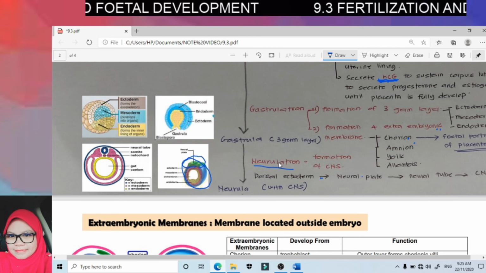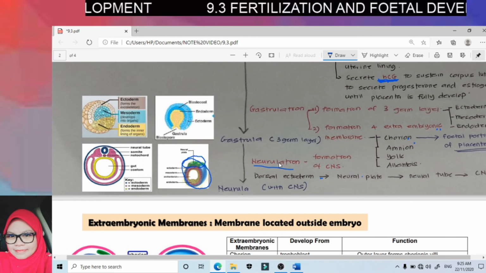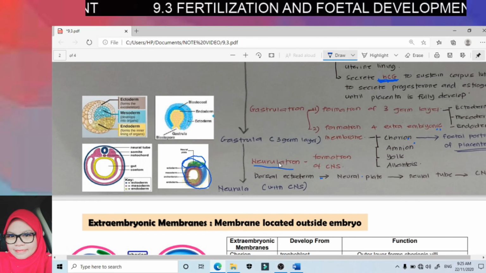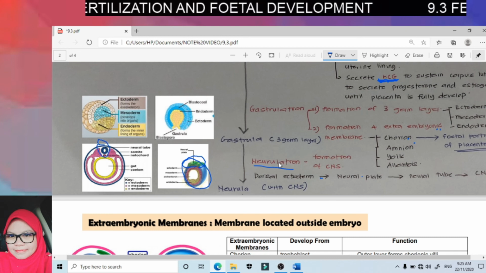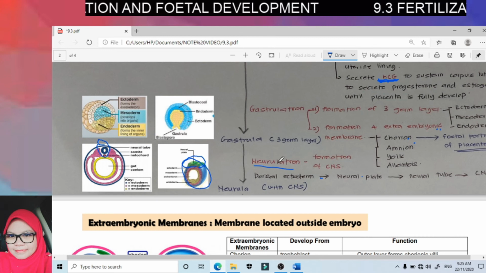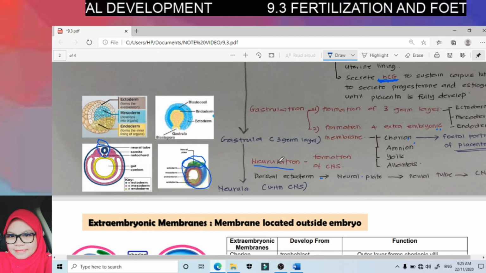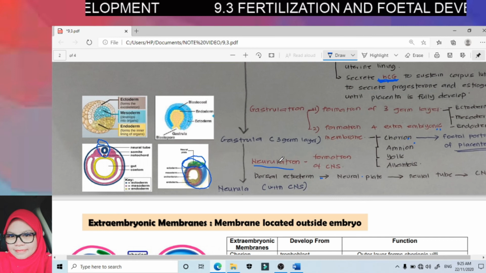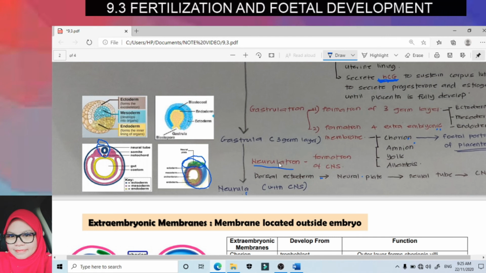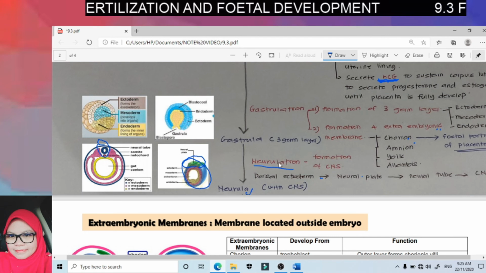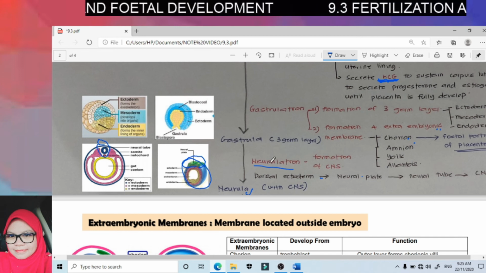And then the neural plate, dia akan melipat untuk membentuk struktur yang dipanggil sebagai neural tube. So here is the neural tube. Later on, the neural tube will develop into the brain and also the spinal cord, which is our central nervous system. So once the embryo has the neural plate and the neural tube, we call it a neurula. So neurula means embryo yang dah ada CNS, which is the central nervous system.